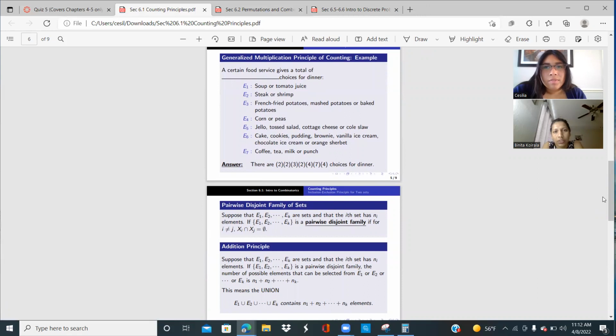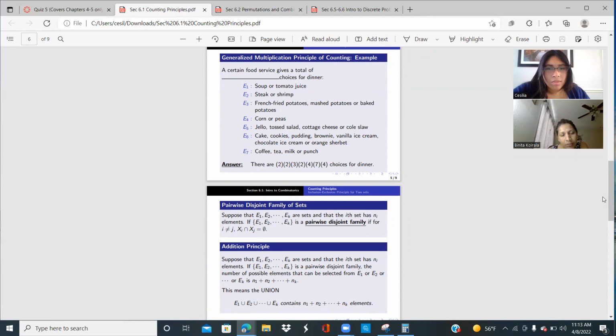Here's the example for the generalized multiplication principle of counting. A certain food service gives a choice for dinner. E1 is soup or tomato juice, E2 is steak or chicken, E3 is French fries, mashed potatoes or baked potatoes, E4 is corn or beets, E5 is jello, tossed salad, cottage cheese or coleslaw, E6 is cake, cookies, pudding, brownie, vanilla ice cream, chocolate ice cream or orange sherbet, E7 is coffee, tea, milk or punch.